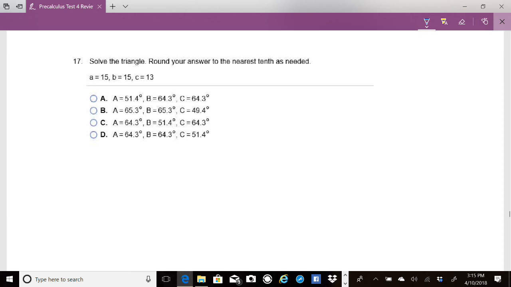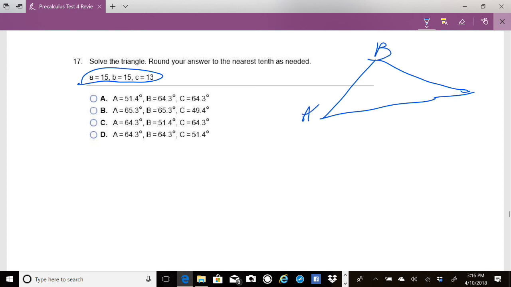Okay, solve the triangle. We're given three sides, A, B, C. This is a pretty simple drill to do. Still going to draw the triangle, but this is pretty straightforward. A is 15, B is 15, and C is 13.